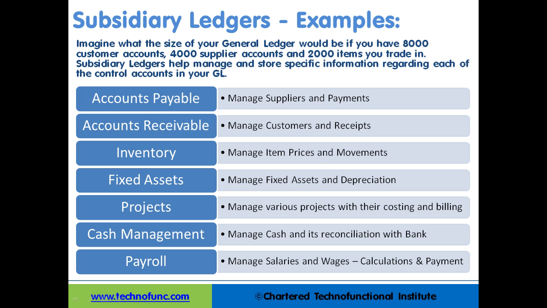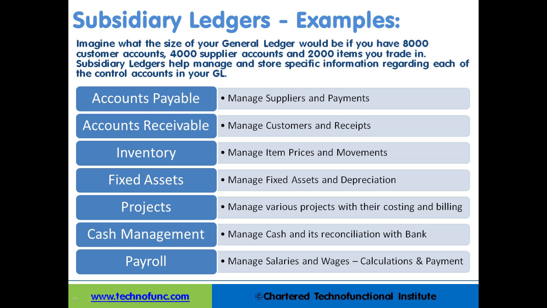Some commonly used subsidiary ledgers are accounts payable, which is also abbreviated as AP, is used to manage suppliers and payments to suppliers. Main transactions are recording of invoices for purchases and managing the payments for these invoices. From accounts payable subledger you can get details of amounts payable to any supplier at any point in time.